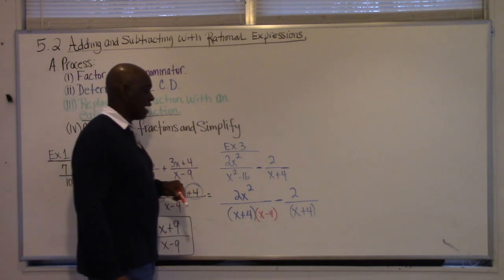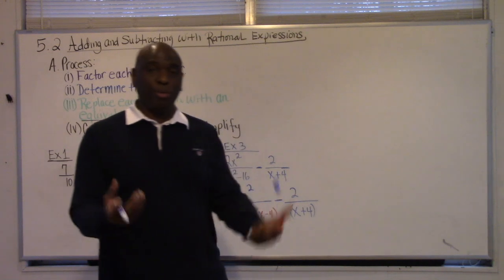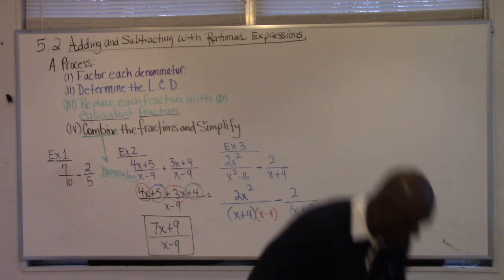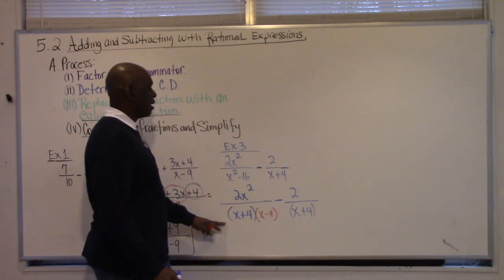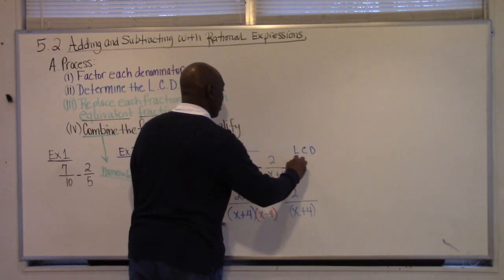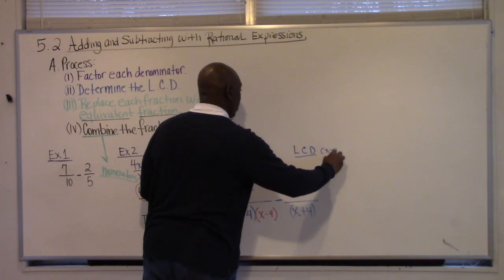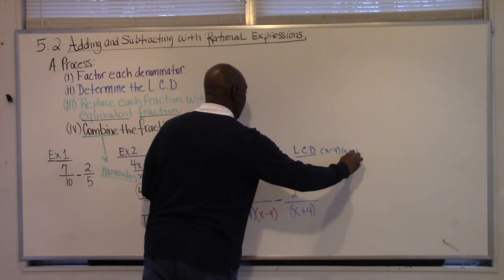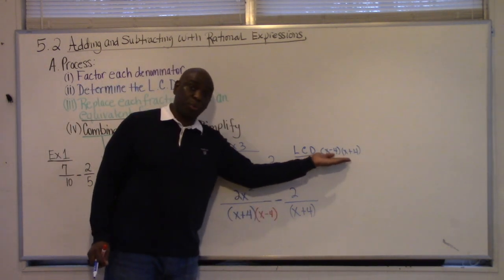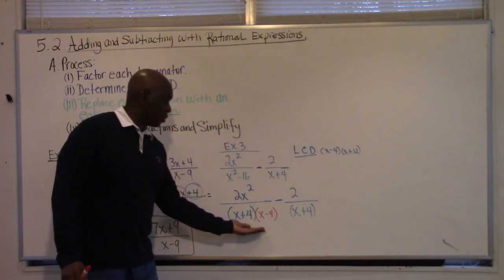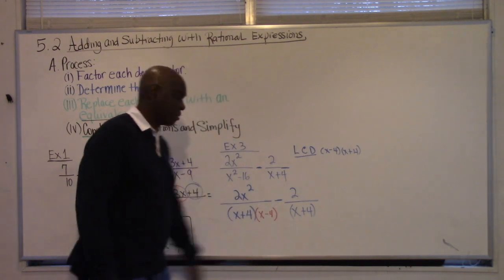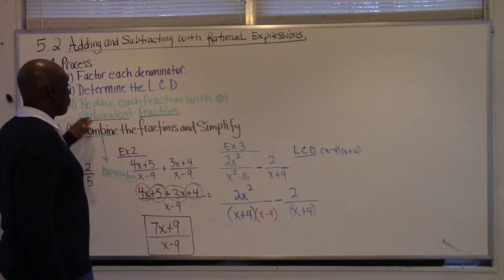It's the highest expression into which both denominators can be factored. In this case, our expression is x minus 4 times x plus 4. So my least common denominator is x minus 4 times x plus 4, because both of these expressions can be divided into it. This one goes into itself one time, and this one goes into it x minus 4 times. So we determined our least common denominator.